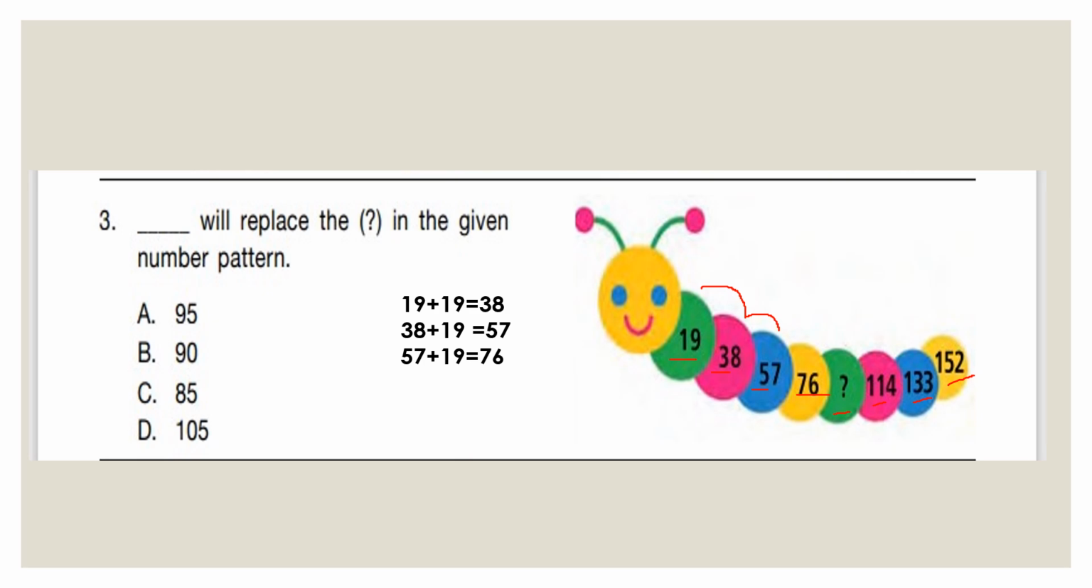So the number at the question mark place will be 76 plus 19, that is 95. We can check that 95 plus 19 is 114. So our answer is option A, 95. The other method is we can say that all the numbers are multiples of 19. That is, 19 ones are 19, 19 twos are 38, 19 threes are 57, 19 fours are 76. Then what will come? 19 multiplied by 5, that is 95. So our answer is option A.